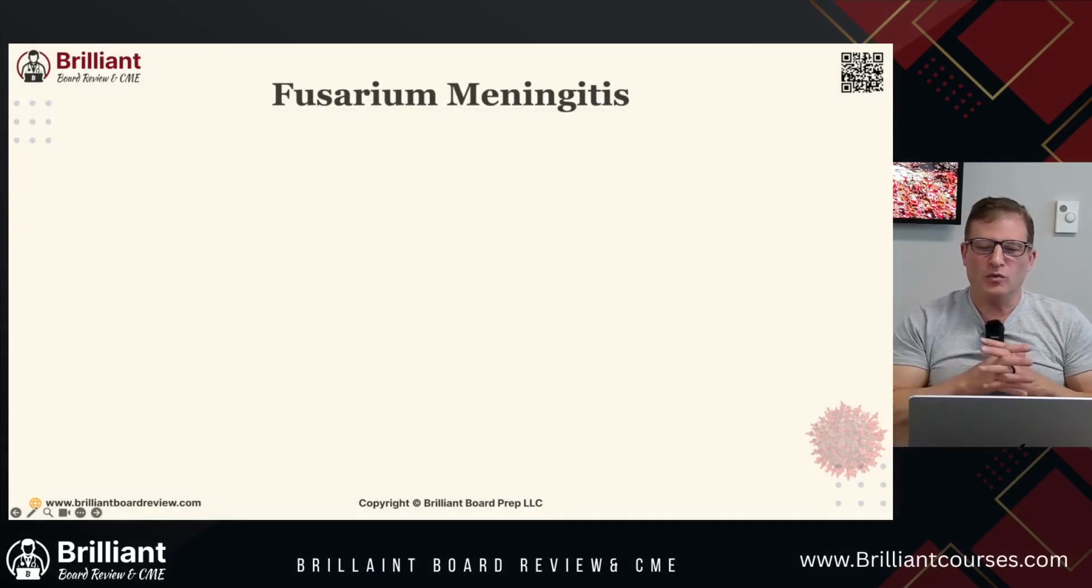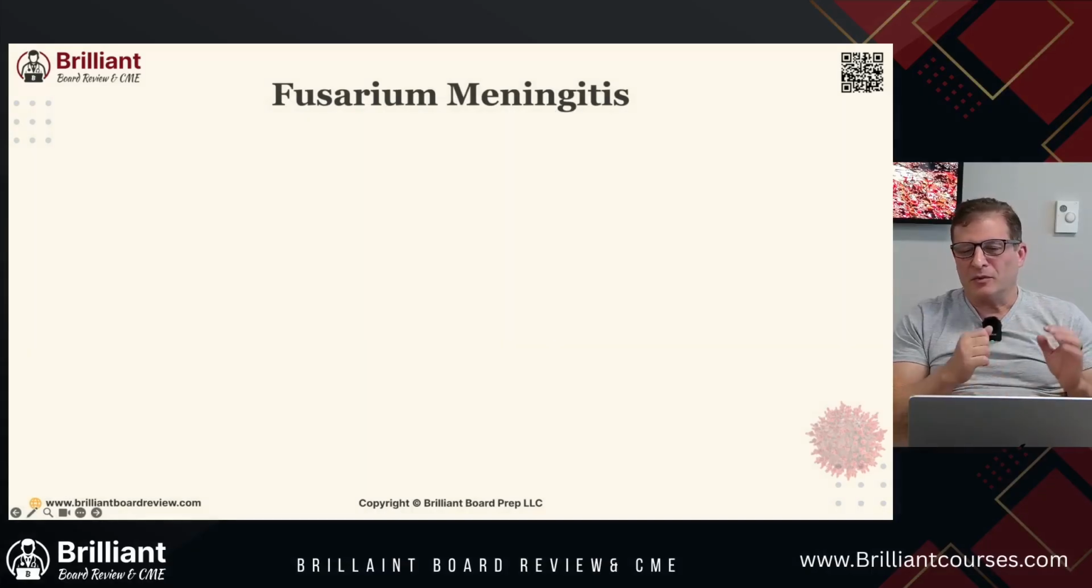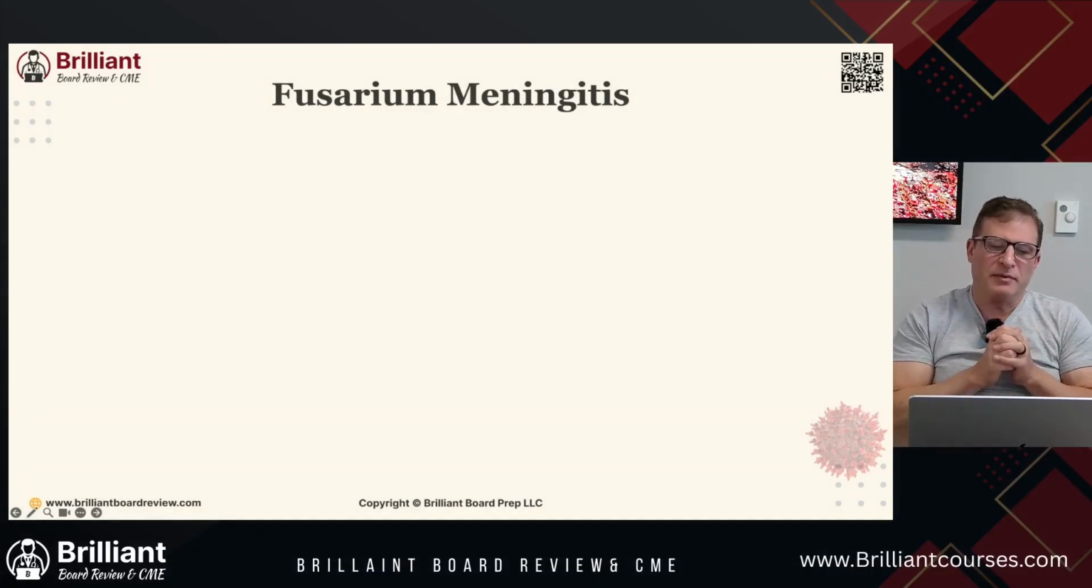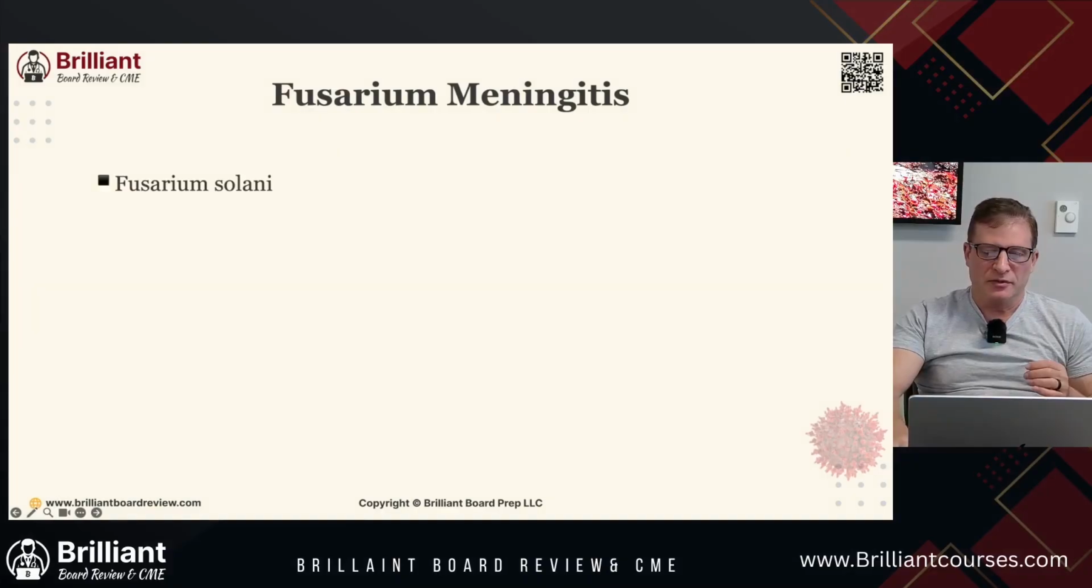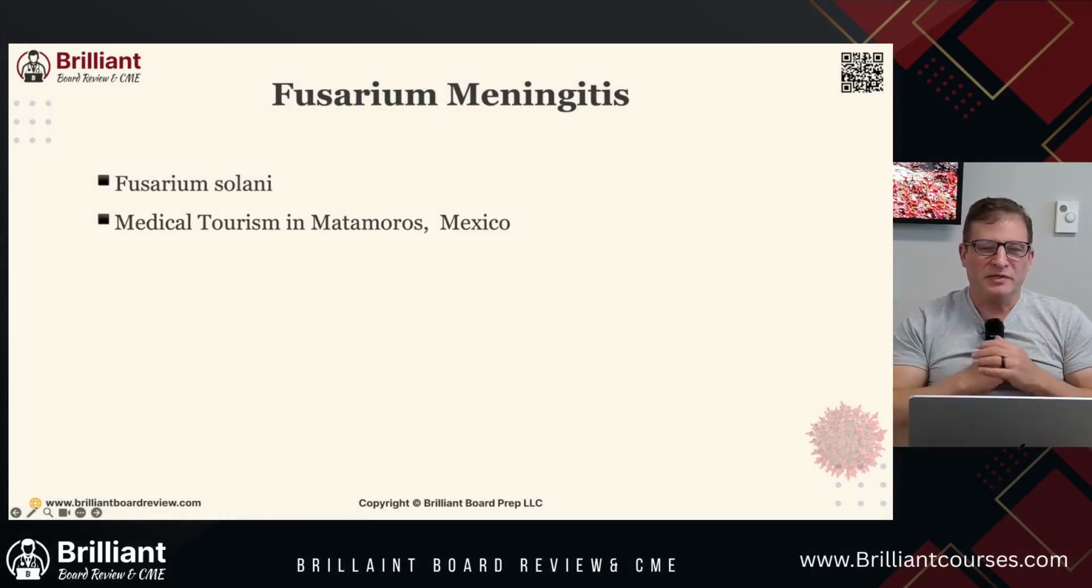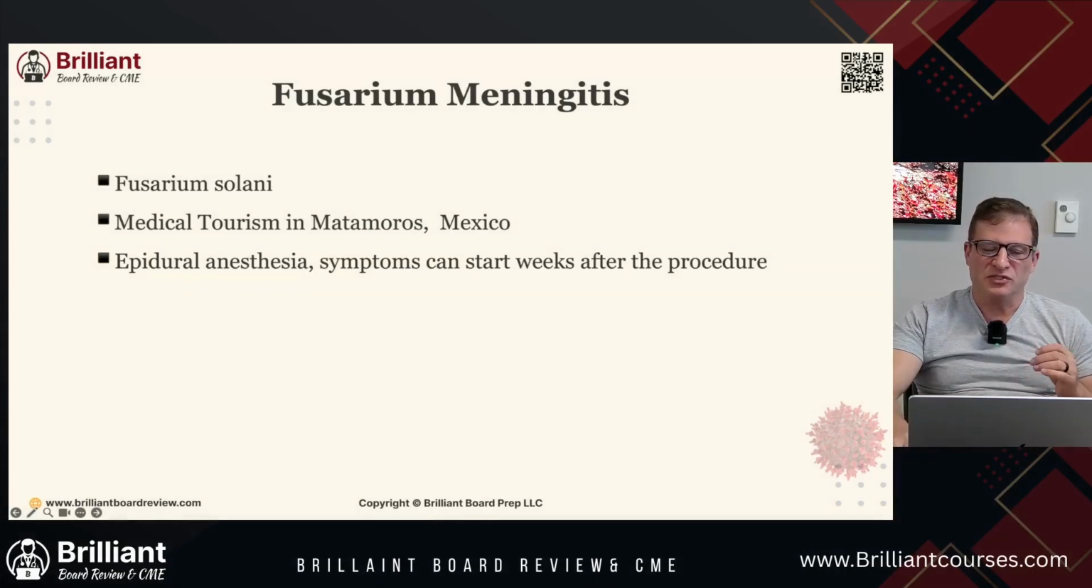All right, this is a new one that you may not have heard. It's been around, but we're seeing it more because, well, we'll talk about it. Fusarium meningitis. This is caused by Fusarium solani. When do we see this? Medical tourism, specifically in Matamoros, Mexico, but it can be medical tourism anywhere. This is in patients who have received epidural anesthesia. Maybe they're getting a butt lift and they needed the epidural anesthesia prior to the butt lift or another procedure.